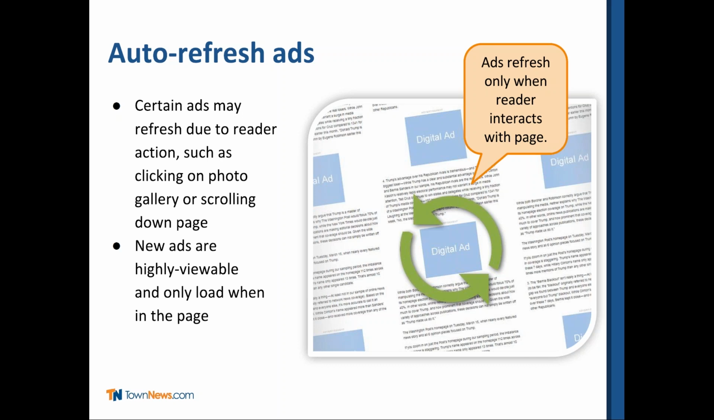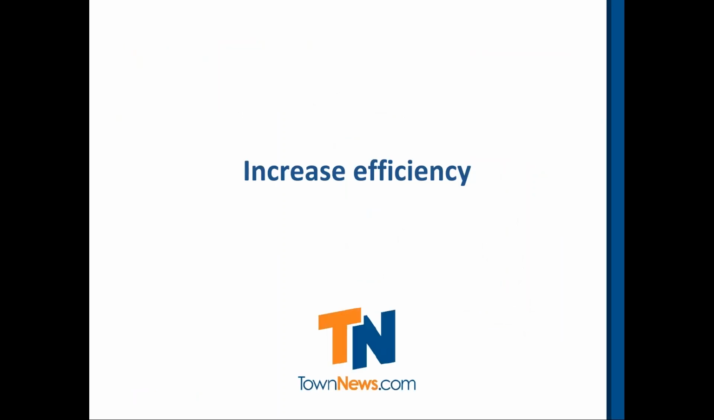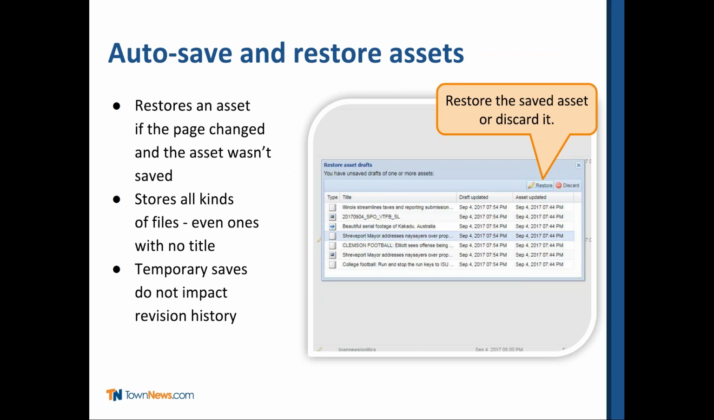Okay, so a couple of things about increasing efficiency. This is one that we've heard a lot of great feedback about already. What we're doing now is, on a heartbeat, so every couple of seconds, we check to see if there is anything on the story or any kind of asset that you're working on that is different from what's being stored locally, and then we store locally, essentially in your browser on your particular computer, a copy of that asset. This will store any kind of asset, so photos, things like that.